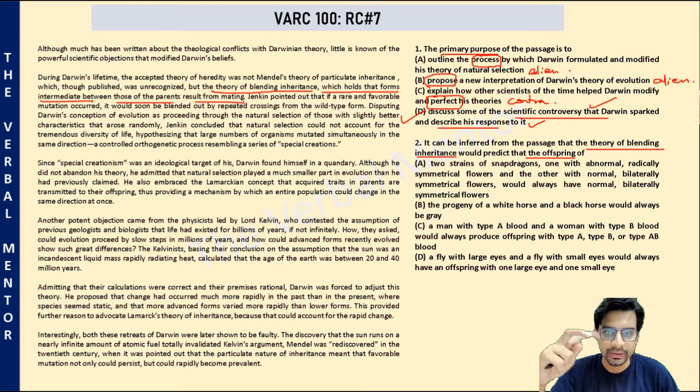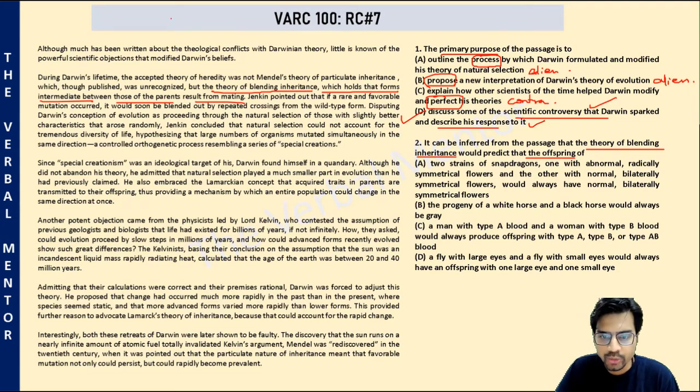So if two parents mate and they have certain features or characteristics, the resulting offspring, the child, is going to have a blend of both the characteristics. That is what the theory of blending inheritance proposes.